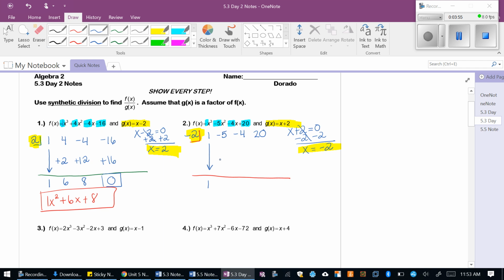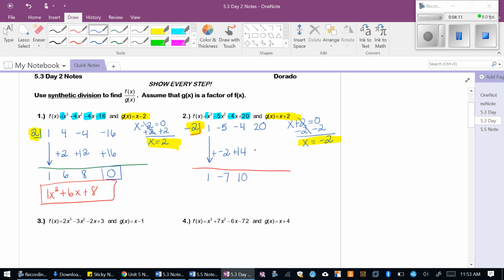1 times -2 is -2. -5 plus -2 is -7. -7 times -2 is +14. -4 plus 14 is 10. 10 times -2 is -20. And then 20 plus -20 is 0. And once again, we don't have a remainder.